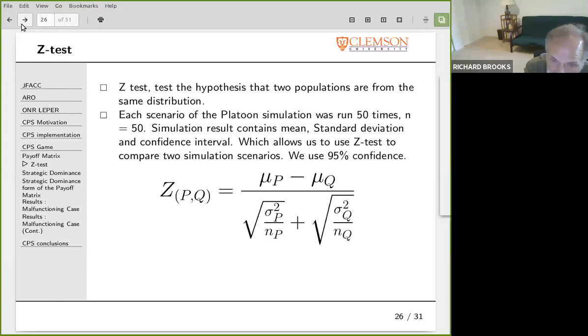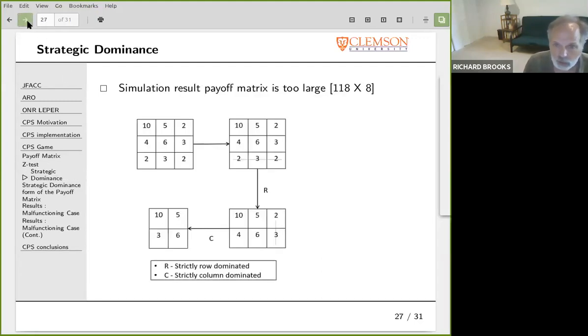So we use a z-test to find the 95% confidence interval as to whether or not two values are the same. So if one value is significantly higher, then we would say that solution is better. If it's significantly less, then we'd say that solution is worse. And otherwise, we would say that they're functionally equivalent. And then the next thing we looked at was domination, which is if you have one strategy that is worse in all situations, you can remove that from the problem space, because no one would ever choose that, and you can do that recursively until you come up with a smaller matrix for the problem.